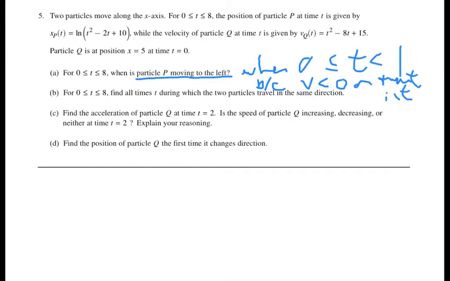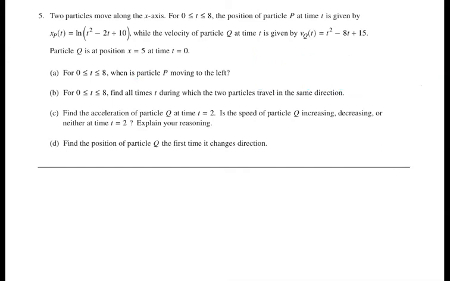So that's part A. Part B says from 0 to 8, find all the times t during which the two particles travel in the same direction. Okay, so this one is already velocity. And we already know with this first one, because we just did it, particle P is negative here and positive here out to 8. Because this is the velocity right here. So we're going to take and solve this one.